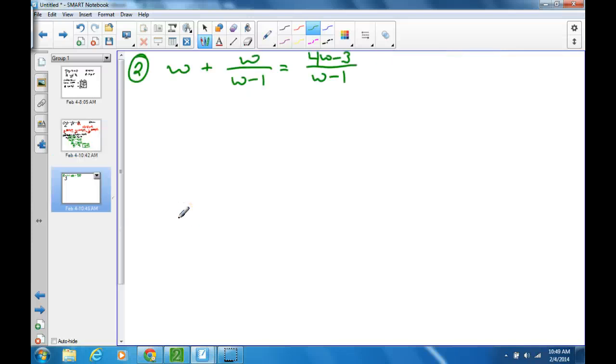On this one, once again, we need to find a common factor, but before I even go on, I'm just going to put W over 1, because our 1 is our denominator in this case. It's already factored for us. You can't simplify it any more than that. So what would our common denominator be in this case? W minus 1. So I want to multiply each of these by W minus 1.